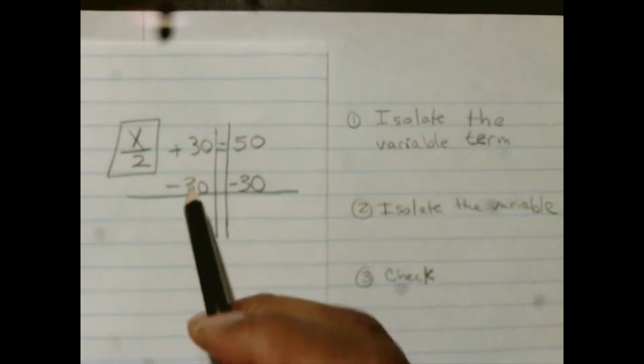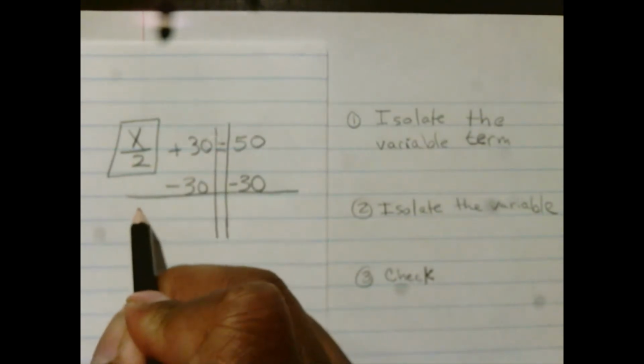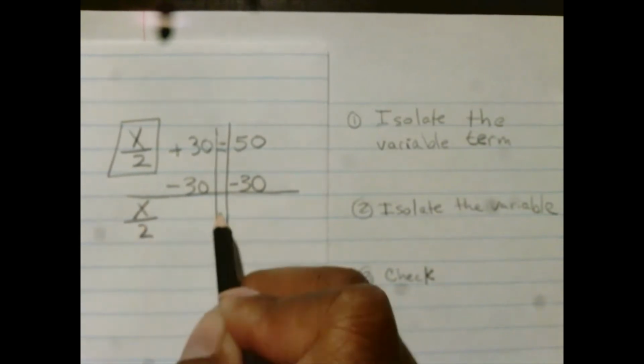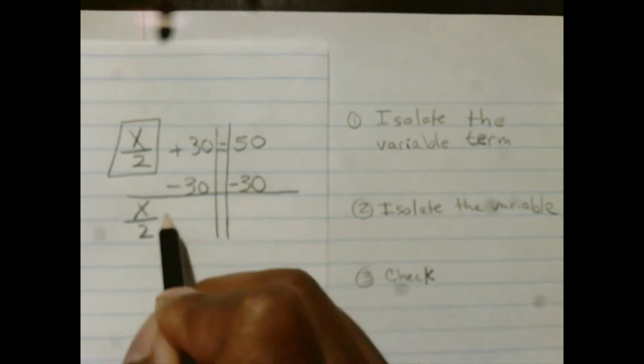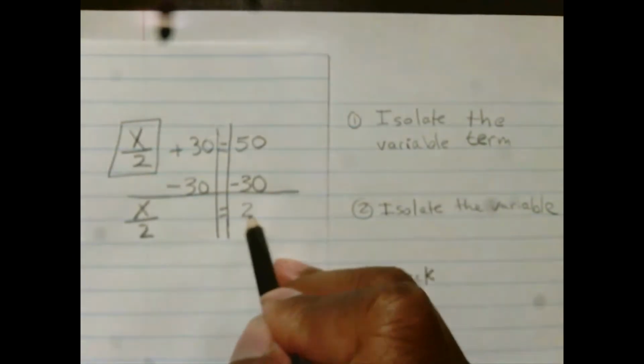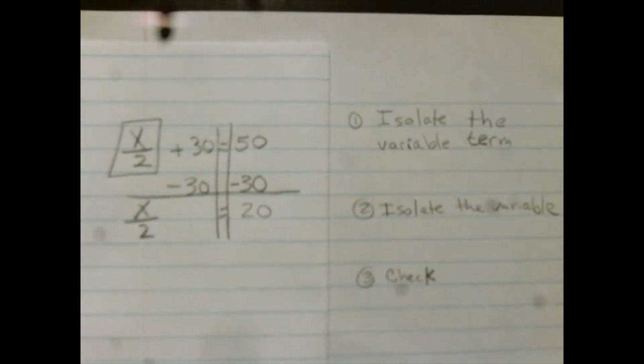We combine positive 30 and negative 30, we get 0. So x divided by 2 plus 0, we don't have to write down plus 0, is equal to 50 minus 30. So x divided by 2 is 20.